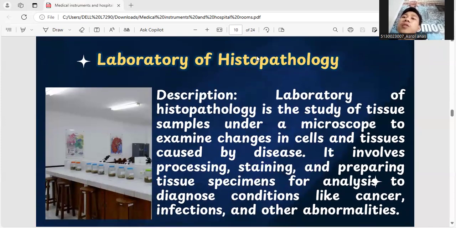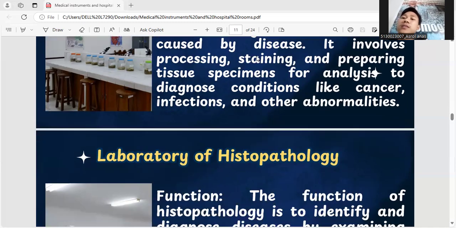And this is the laboratory of histopathology. What is the description? Histopathology is the study of tissue samples under a microscope to examine changes in cells and tissue caused by disease. It involves processing, staining, and preparing tissue specimens for analysis to diagnose conditions like cancer, infection, and other abnormalities.